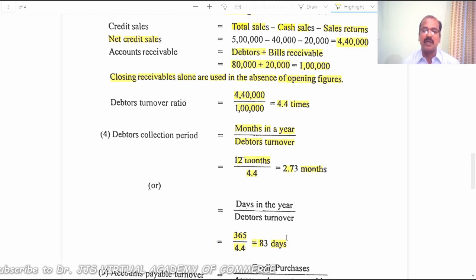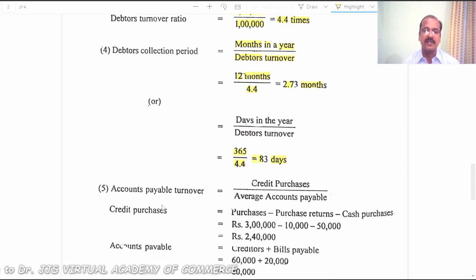The same could be computed using another formula: 365 days divided by net credit sales into closing accounts receivable. That means 365 divided by 4,40,000 into 1 lakh will give you the same 83 days. What is the meaning of this? 83 days of sales is yet to be collected from the debtors. That's the meaning.